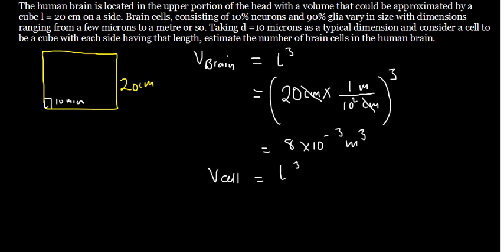Yes, Casey? So why is it 8 times 10 to the power negative 3? Punch it on the calculator: 20 divided by 100, raised to the power 3. Punch that on the calculator if you have. So now we have got the microns here. Casey, you have a question?